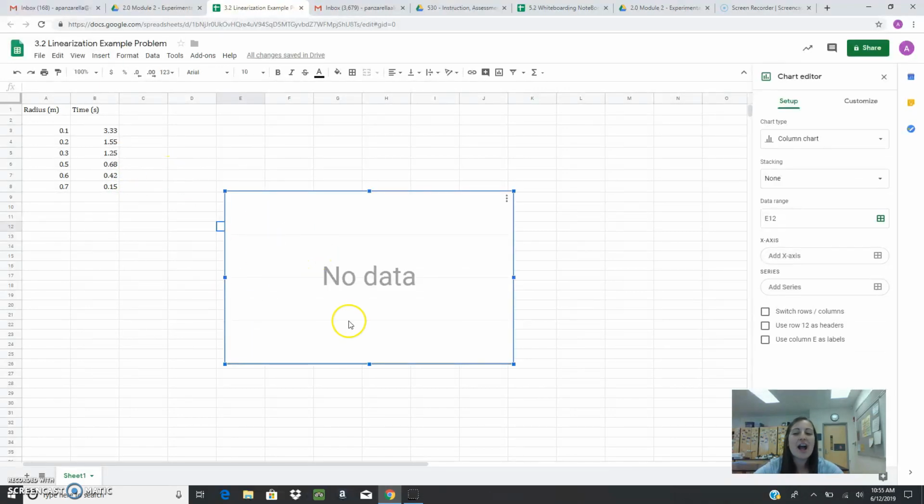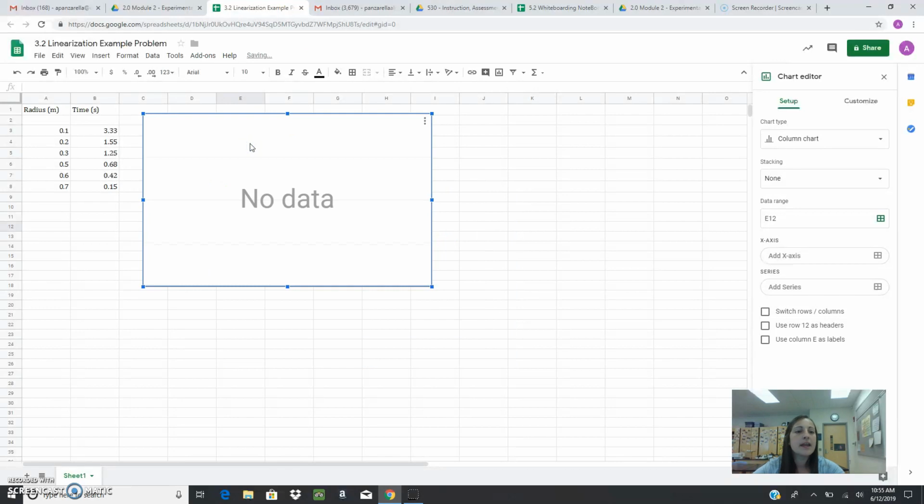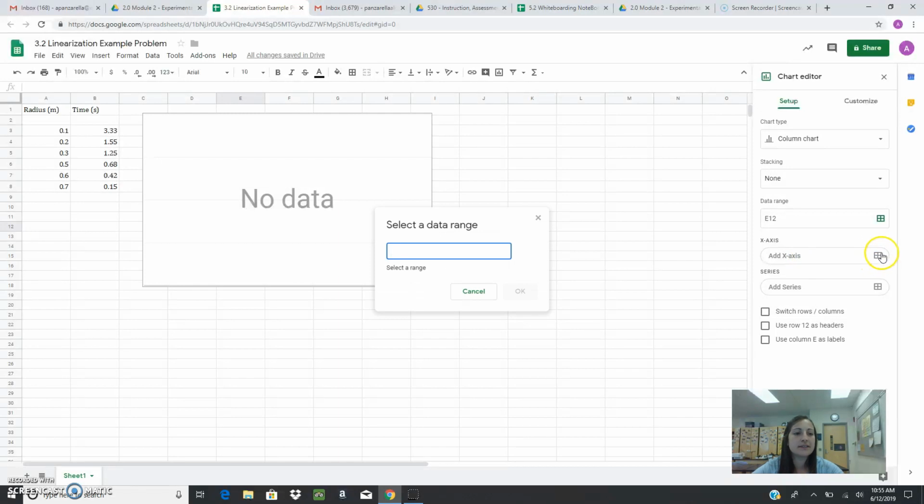There we go. And you're going to see that it has no data. We want a blank canvas. So I'm just going to go ahead and move this over here. And then we're going to go over here to where we have setup and we have x-axis. Where it says add x-axis, I'm going to go ahead and click on this box. And then I want to select my data.